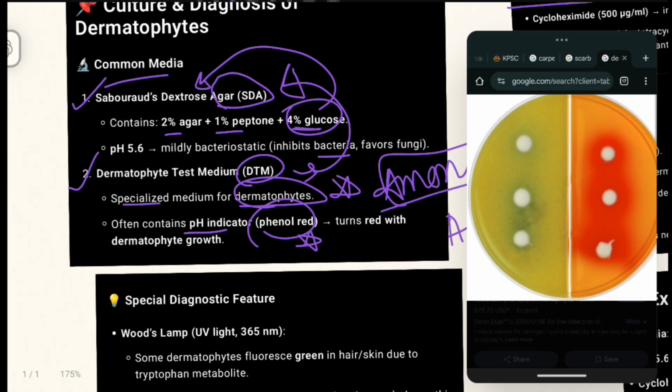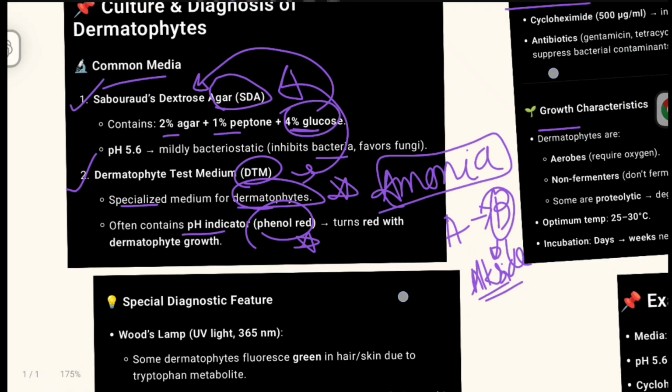The basic reason why the yellowish color turns red is that the medium contains a pH indicator, phenol red, whose initial color is yellowish, giving that color to the medium. Whenever the dermatophytes digest protein, they produce ammonia during this digestion. This ammonia increases the pH of the medium, which leads to the color change from yellowish to reddish around the dermatophyte colonies. So this is about the dermatophyte test medium.